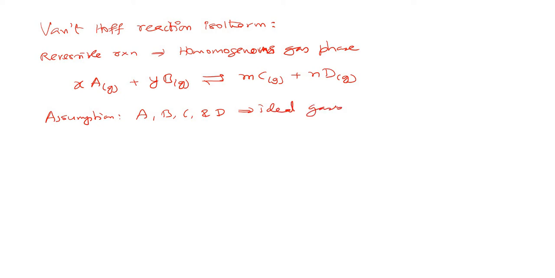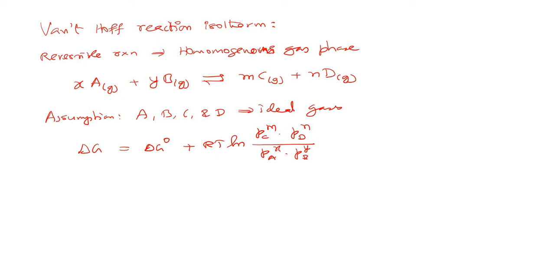If I assume this, then we can write the Van 't Hoff reaction isotherm for this reaction as delta G for the reaction is equal to the standard free energy change of the reaction plus RT ln of partial pressure of C to the power m, partial pressure of D to the power n, over partial pressure of A to the power x into partial pressure of B to the power y. So this is the Van 't Hoff reaction isotherm for the reaction.